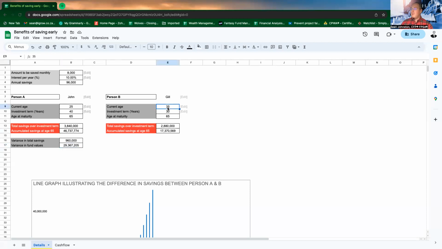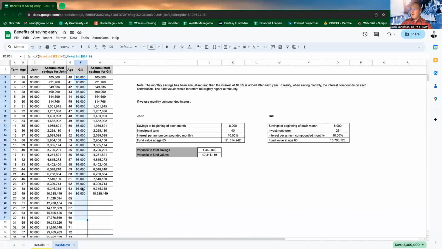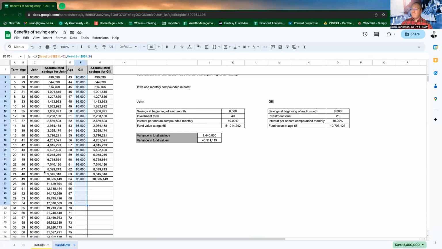Obviously, if Jill was 40 years old, then this would be, let's say, for example, 40, 25, you will see now there's quite a big difference, 3.8 million versus 2.4 million in savings. So that's quite staggering when you think about the outcomes of the returns and also the compound interest, the benefit of compounding your money for a longer period of time.